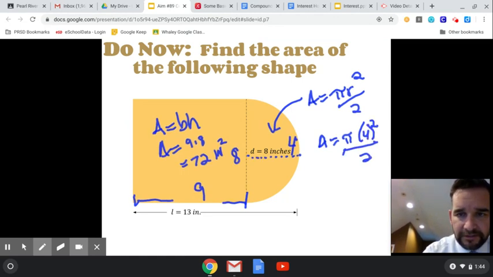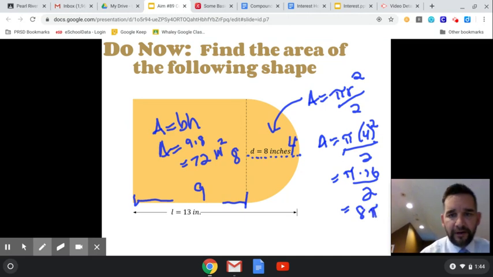Okay, the area of this circle up here is pi times 4 squared. We'll divide that by 2 because it's half of a circle. Pi times 16 divided by 2. That's going to be 8 pi. Now, I'm going to want to figure out what 8 pi is so that I can add those two things together. So I go to my calculator for this one. Let me get my calculator out.